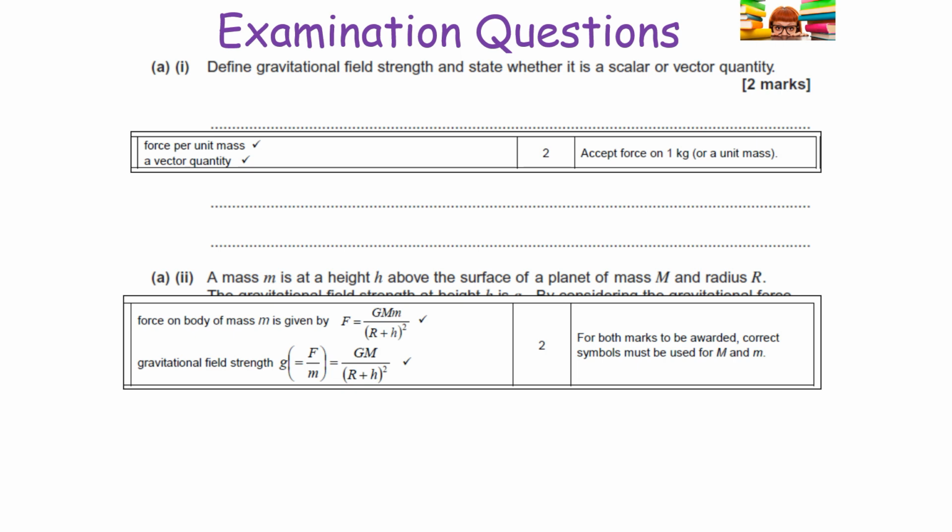Now we know gravitational field strength is therefore going to be force over mass, because gravitational field strength is force per unit mass. So we can equate that by taking our equation for force we've just written out and dividing it all by mass. So what that basically means is that small m, the mass of the object itself, cancels through, and you get your equation of g equals big G, big M over big R plus h all squared.